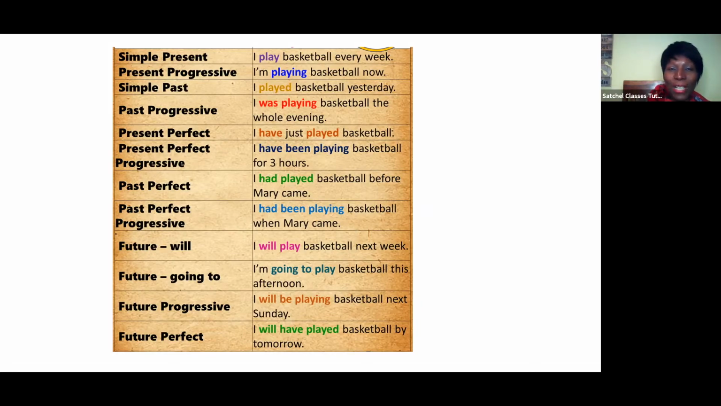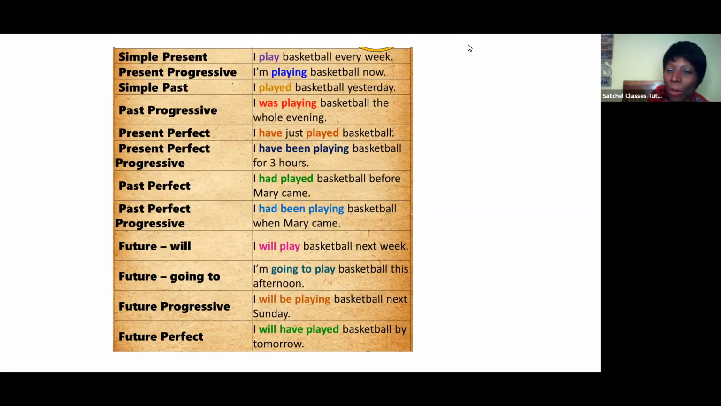Okay, so you've got simple present, you've got present progressive, and simple past. I play basketball every week. I'm playing basketball now. I played basketball. Past progressive, I was playing basketball the whole evening. Present perfect, I have just played basketball, so it's completely over. The present perfect progressive, I've been playing basketball for 3 hours. The past perfect, I played basketball before Mary came. The past perfect progressive, I'd been playing basketball when Mary came, so that sense of interruption.